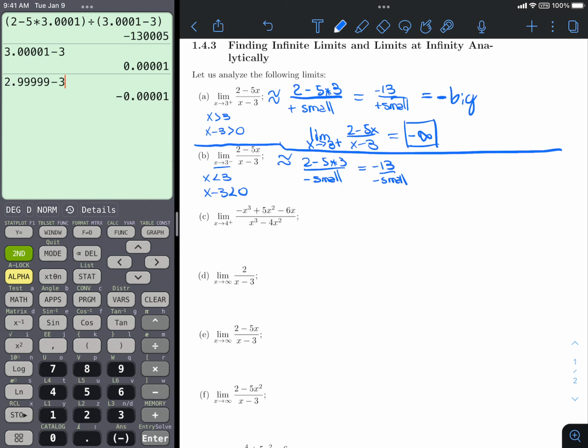How many small things fit into 13? A lot of them, so the answer is big. But now minus with minus is plus, so this means that the limit as x approaches 3 from the left of (2 minus 5x) over (x minus 3) is equal to plus infinity.